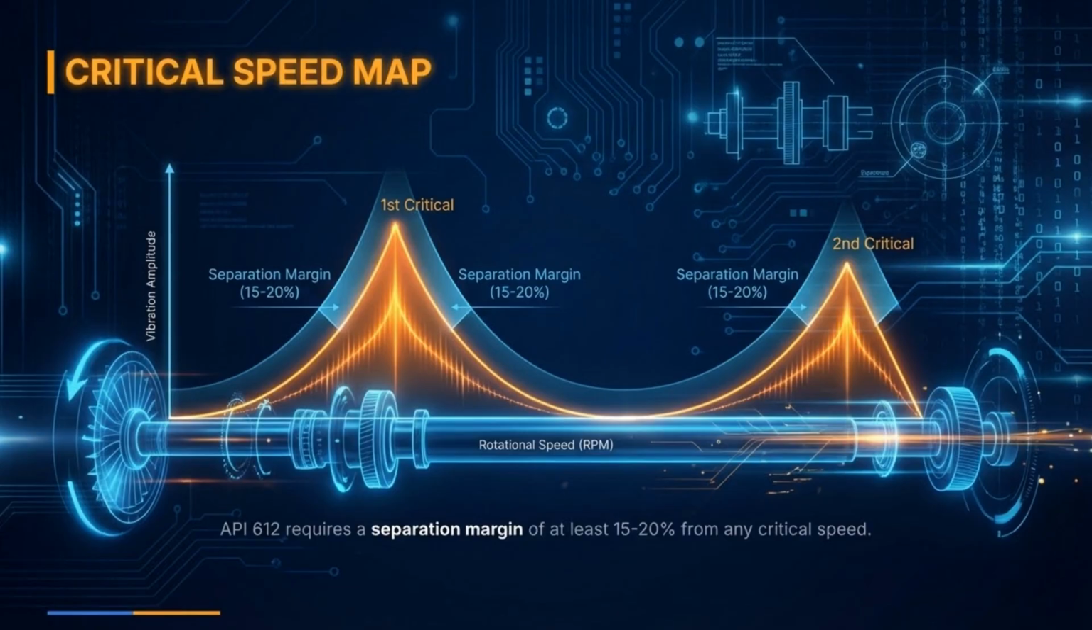Now, buckle up for vibration physics. Every rotor has natural frequencies, speeds where it wants to shake like a tuning fork. If you hit the resonance at a critical speed, the game is over. That's why API 612 mandates a 15 to 20% separation margin from any critical speed.